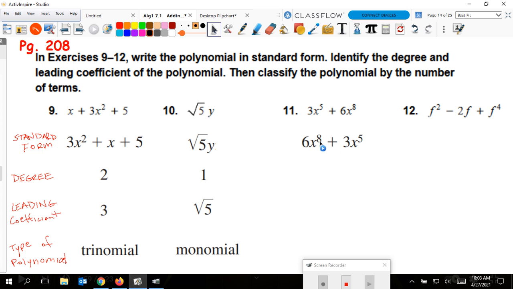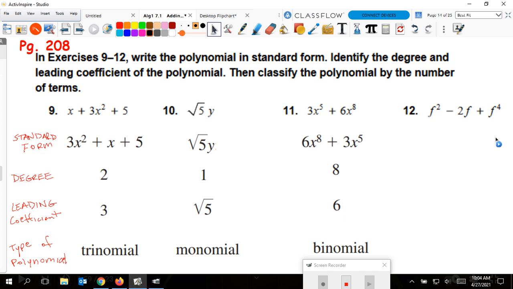And then the degree is the 8, because that's the highest degree of its terms. Between these two, 8 is higher, so it's a degree 8 polynomial. Leading coefficient is a 6. That's the leading term with the highest degree, and 6 is the coefficient. And since there are 2 terms, we call it a binomial.